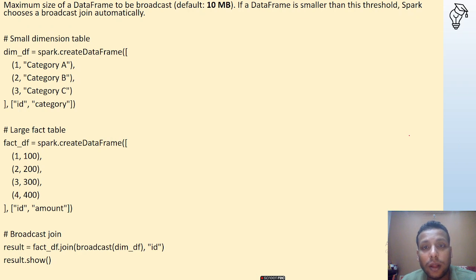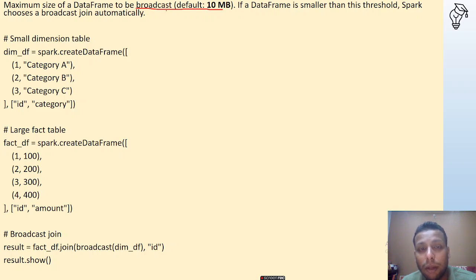Now we can see an example of how to apply the broadcast join. This is a simple example in PySpark. You can see the maximum size of a data frame to be broadcasted is 10 MB by default. So if one of the tables is 10 MB, Spark automatically detects the broadcast join in that case. But suppose we have a large table, then we manually do the broadcast.